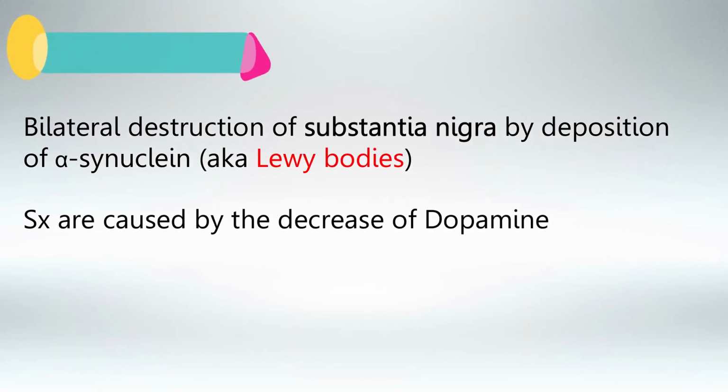Parkinson disease is caused by bilateral destruction of the substantia nigra, which is caused by Lewy bodies deposition. It's important to know that Lewy bodies are composed of alpha-synuclein. In Parkinson disease, the symptoms are caused by decreased dopamine, so the treatment will be focused mainly on increasing dopamine.